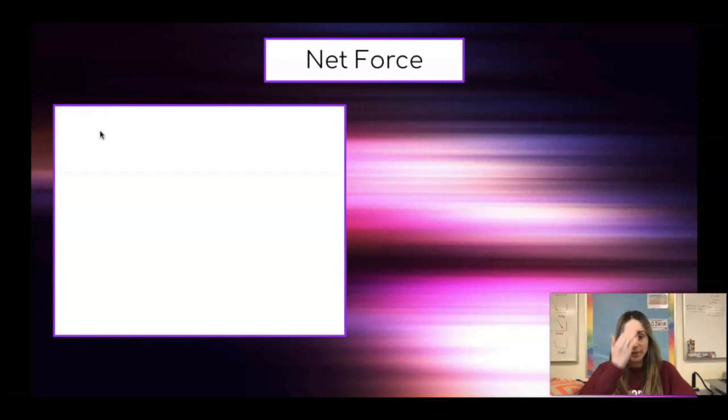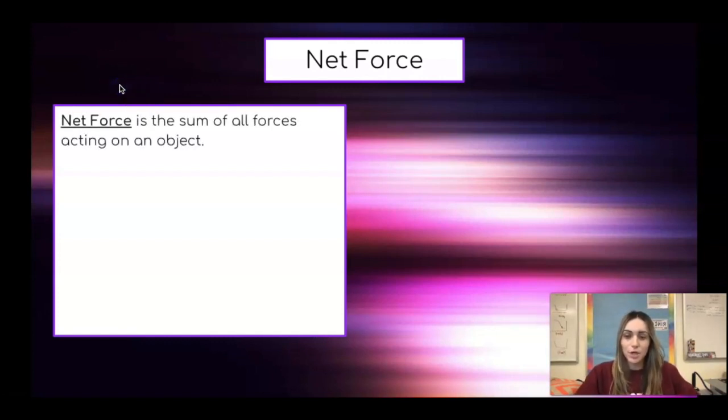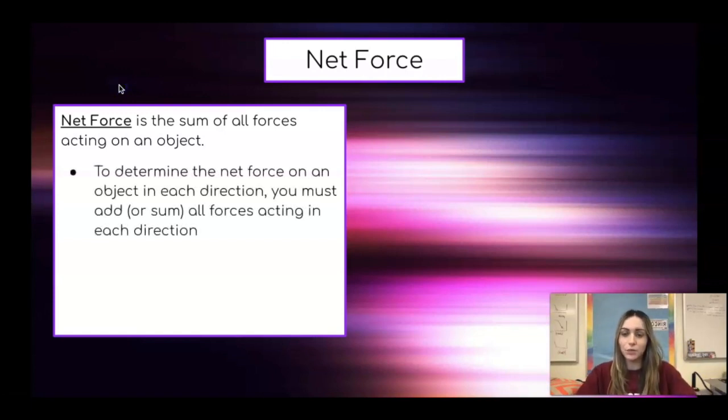The word net, in terms of mathematics, means sum, or all of the things added together. So when we talk about the net force acting on an object, we mean the sum, or the addition, of all of the forces acting on an object. In order to determine the net force on an object, you want to look in each direction and add up, or sum, the forces acting in each direction.